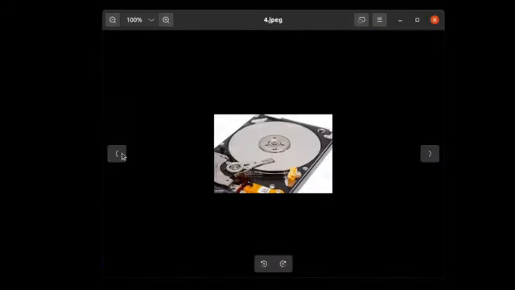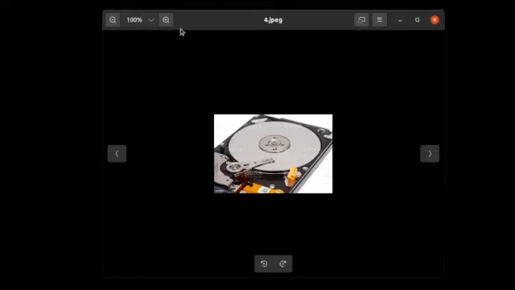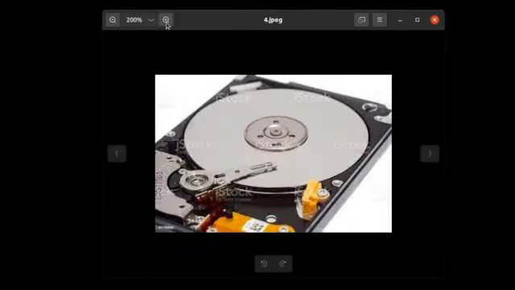Okay. So the next one is SSD, which is way better than HDD. It is like your USB flash drive, which holds the information on it.